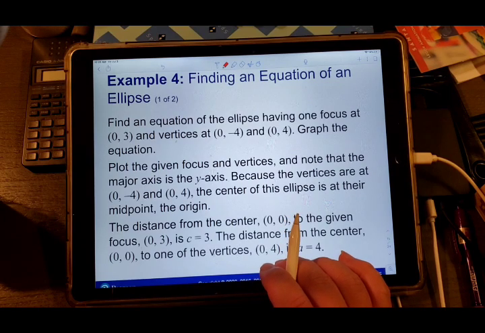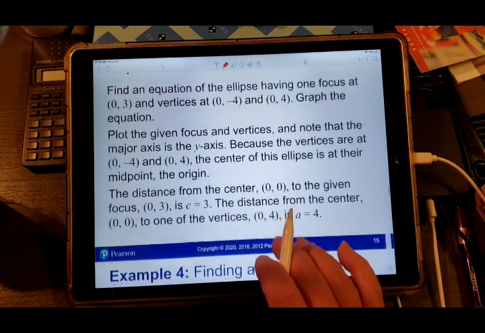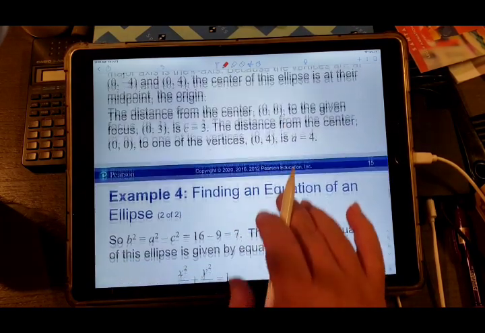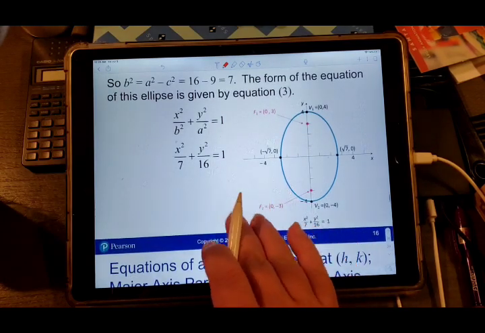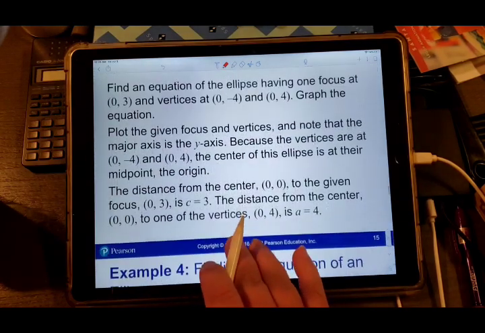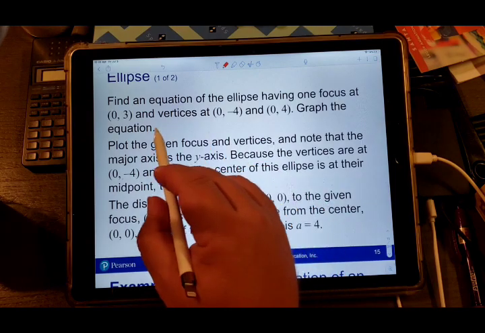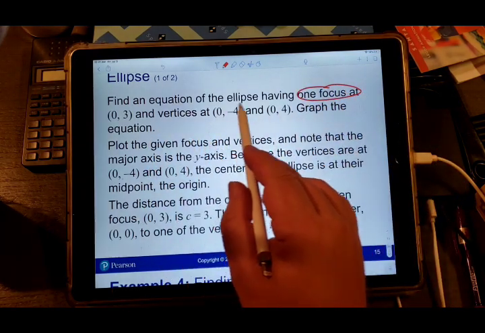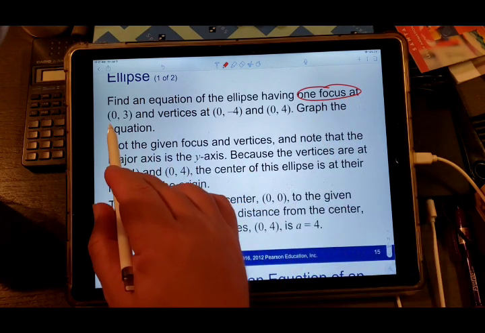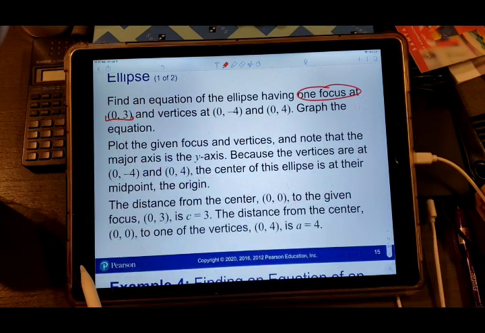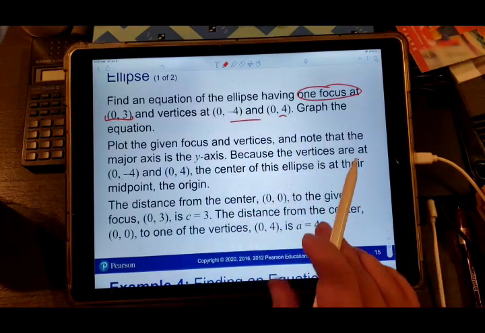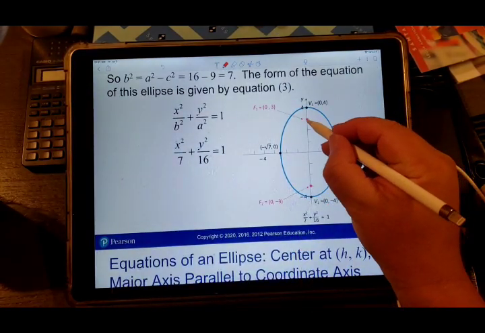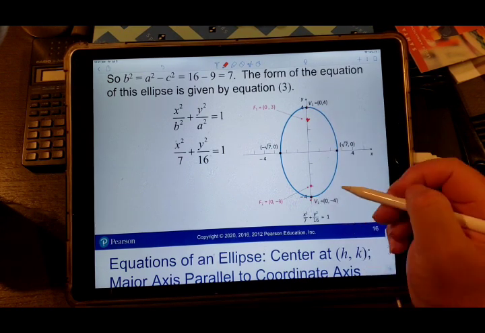So this time they're asking us to find the equation of a graph. So again, something like this, definitely draw it. I can't imagine doing all of this work before getting anything inked on the page. So they're telling us that one focus is at 0, 3, and then they give us the vertices. All right. So they gave us the one focus and these two vertices here.